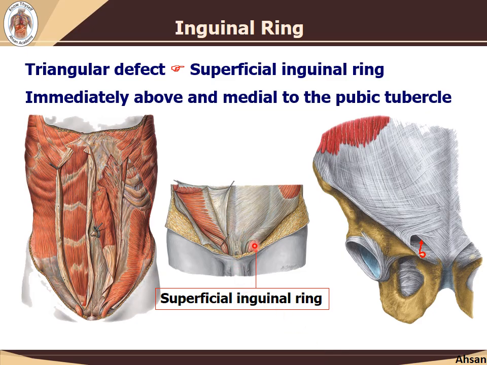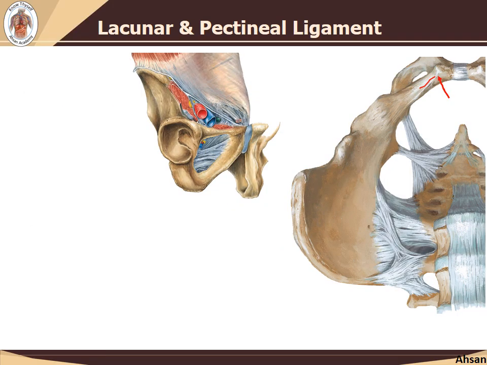This is the superficial inguinal ring. Through this, the spermatic cord comes down to the scrotum in the case of a male, and in the female another band, the round ligament of the uterus, passes through here. So you can see this is the cut edge of the inguinal ligament, the pubic crest and pubic tubercle.